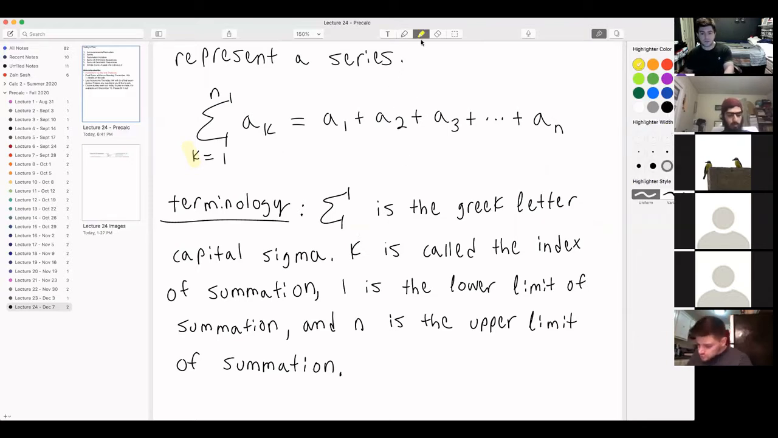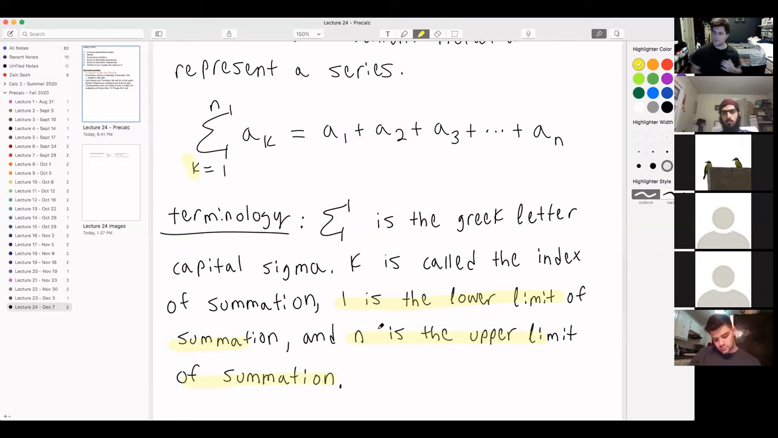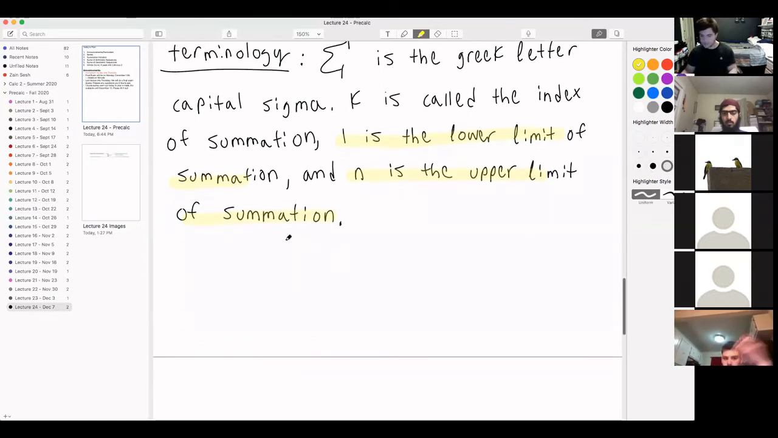So 1 is the lower limit of summation, n is the upper limit of summation. Here n is going to be just some positive whole number like 2, 3, 4, 5, 6, and it tells you when to cut off your sum. All right, so we're going to do some examples.